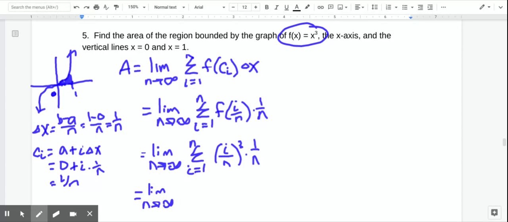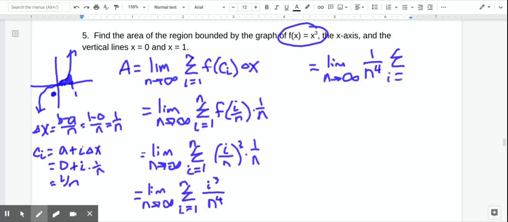So that's i over n cubed times 1 over n. So we have the limit, and our numerator is going to be i cubed, and our denominator is going to be n to the 4th. Okay, let's keep going. Still, we haven't done anything with the limit yet. We'll get to that in a little bit. What we want to do now is simplify this summation. Now, n is technically a number. It's a really big number, infinitely huge, but that's a constant, so we can pull out the 1 over n to the 4th. And then we have this summation of i cubed.